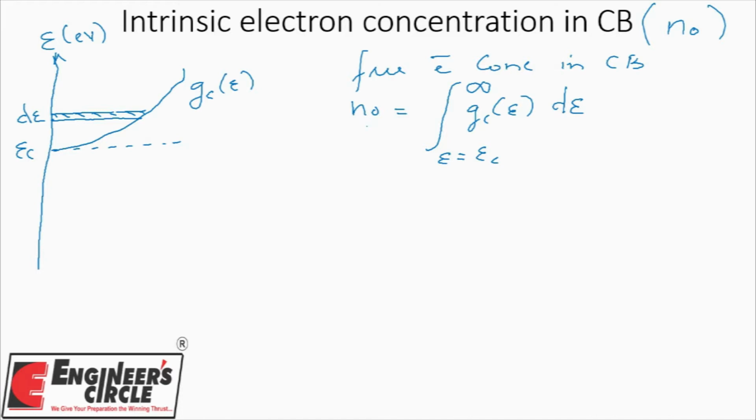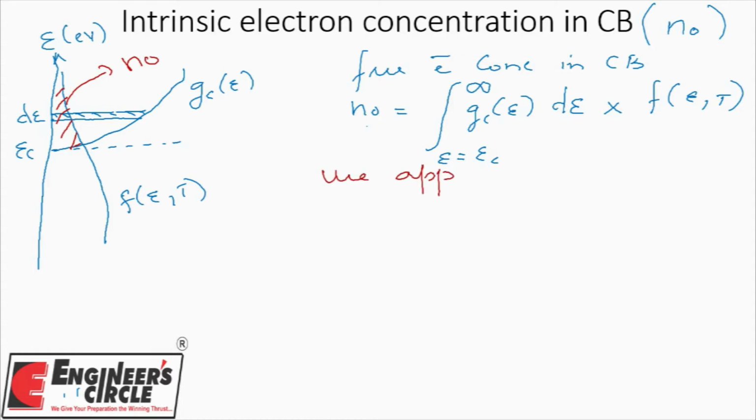But I know that as you go up the energy level, the probability that you can find an electron at a higher energy level is less. So I know the probability density function is this one, f of E comma T. So I multiply the above function with f of E comma T. So what you get is the total area under the curve. This area under this curve will give you the electron concentration N0. But what I do is use approximations to find out this answer.